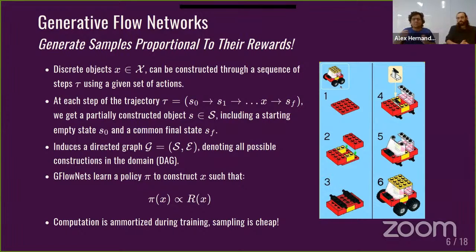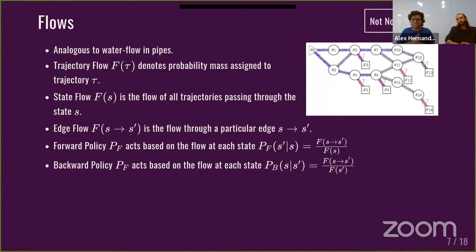And during sampling, we just have to run the policy, which is much cheaper. So the computation is amortized, which also gives us a computational advantage over MCMC methods. Yeah, so now to delve a bit deeper into what actually happens within the GFlowNets.